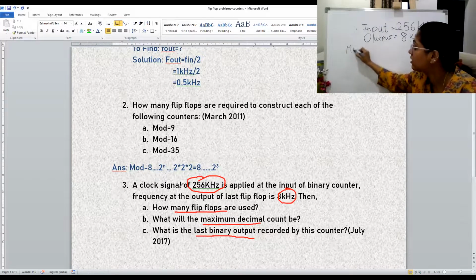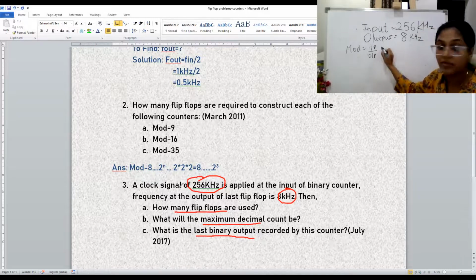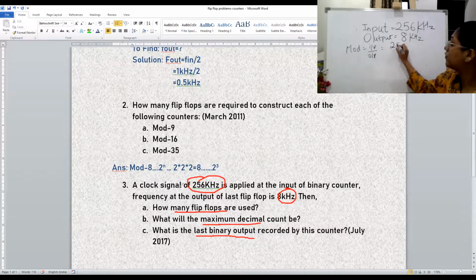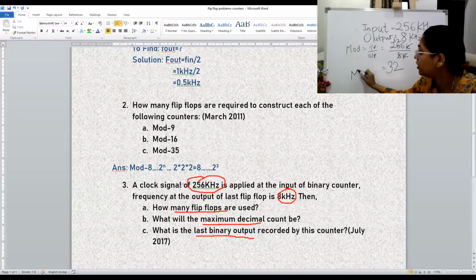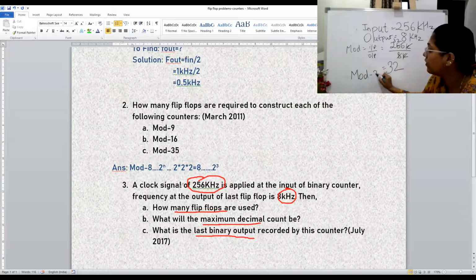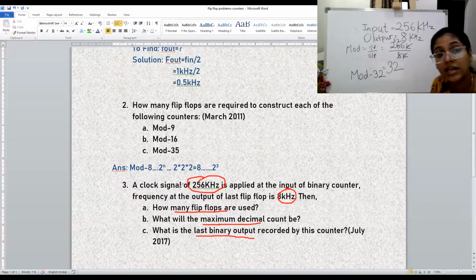Okay, modulus क्या है? What is the modulus? Modulus is input upon output. Okay, so that means 256k upon 8k. K cancelled, 8 ones are 8, 8 32s. So this is a mod 32 counter. ठीक है, this is a mod 32 counter. mod 32 counter के लिए आपको कितने फ्लिप फ्लॉप्स लगेंगे?